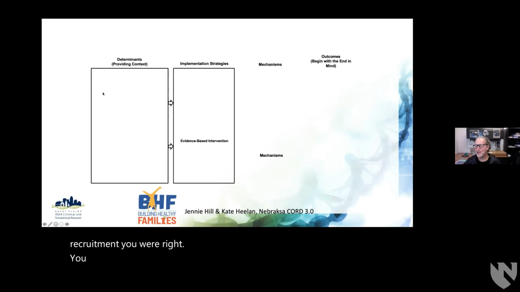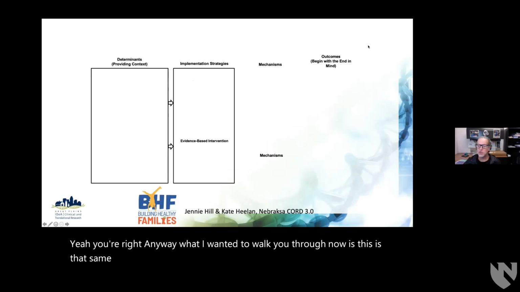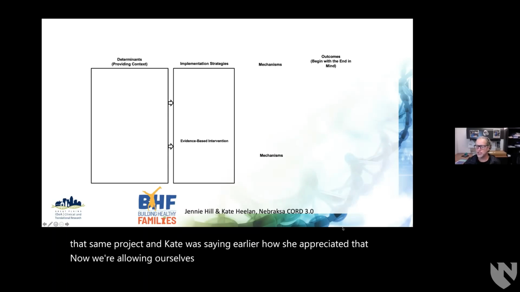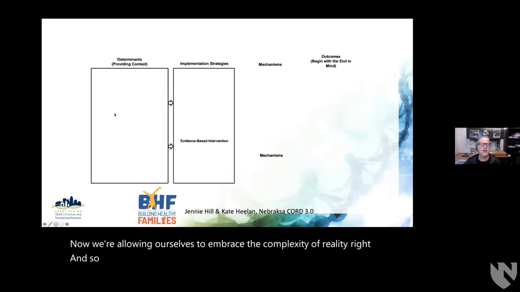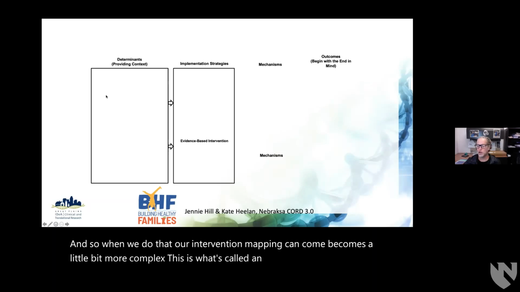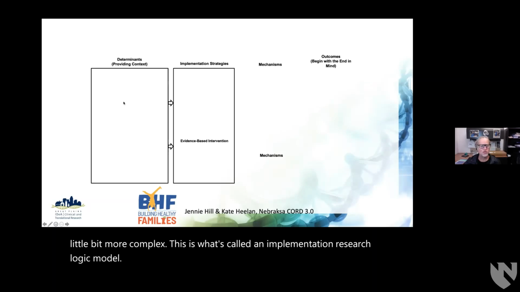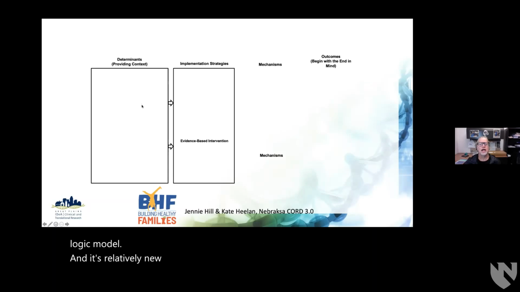Anyway, what I wanted to walk you through now is that same project, and Kate was saying earlier how she appreciated that now we're allowing ourselves to embrace the complexity of reality, right? And so when we do that, our intervention mapping becomes a little bit more complex. This is what's called an implementation research logic model. And it's relatively new. J.D. Smith and his colleagues put this together.